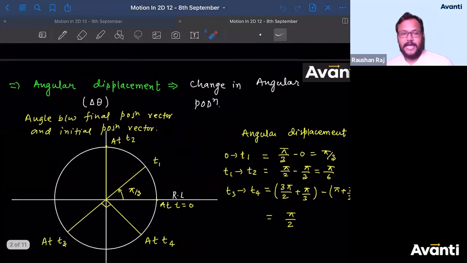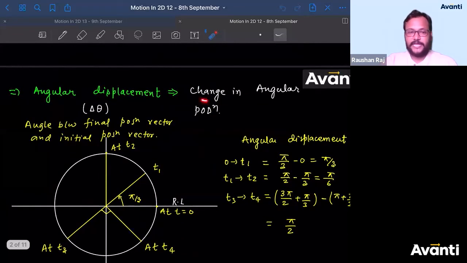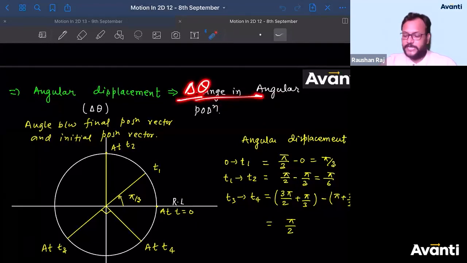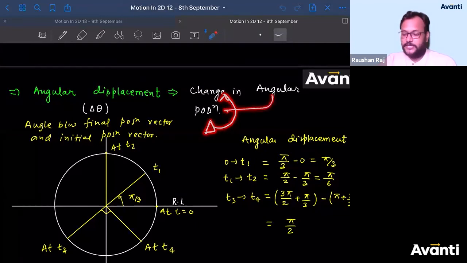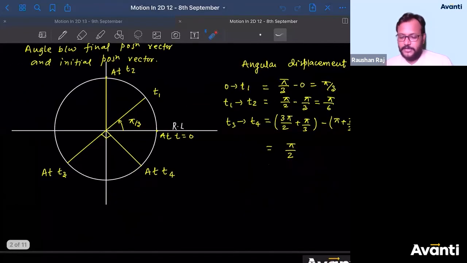Next point, angular displacement, change in angular position, delta theta. सीधा लिखूंगा. This is nothing but delta theta. I don't have to write this because I know the meaning of delta. Delta is nothing but change. I know the meaning of angular position, that is theta. So delta theta is the angular displacement. I'll not write this. Okay? Then what will I write?